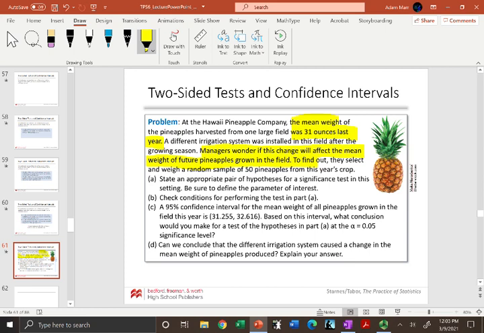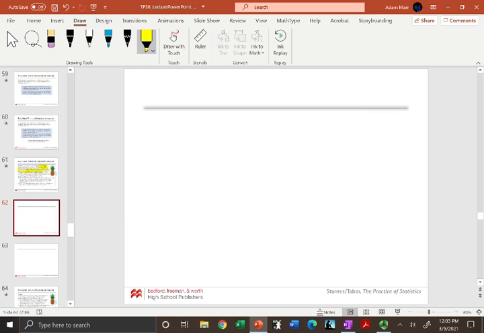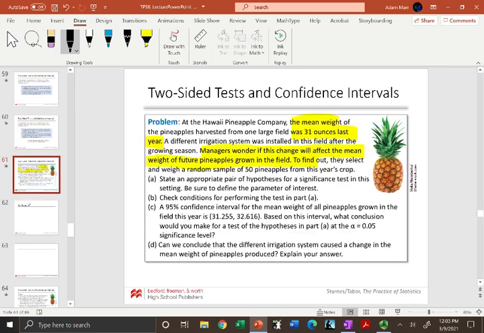Part A, state an appropriate pair of hypotheses for a significance test in this setting. Be sure to define the parameter of interest. So the appropriate hypotheses right here. The null is going to be that the mean weight is 31, because remember, at the very top it says 31 ounces last year was the mean weight of pineapples. That was basically the stated claim from before.